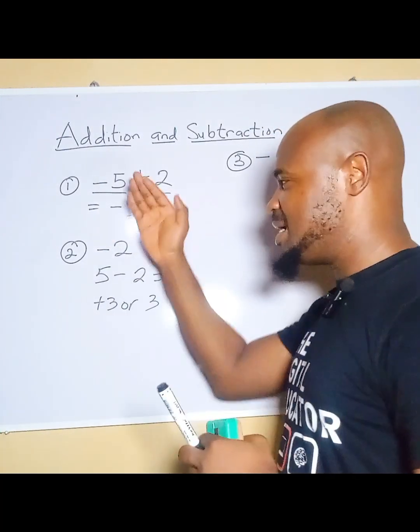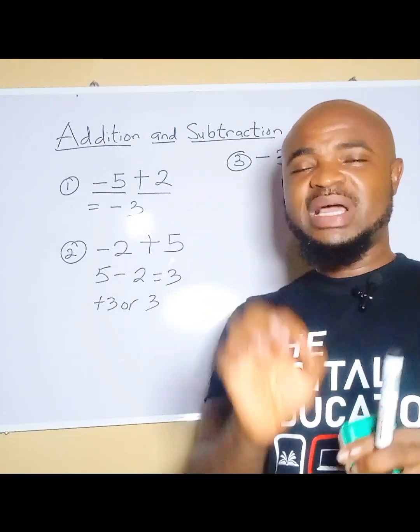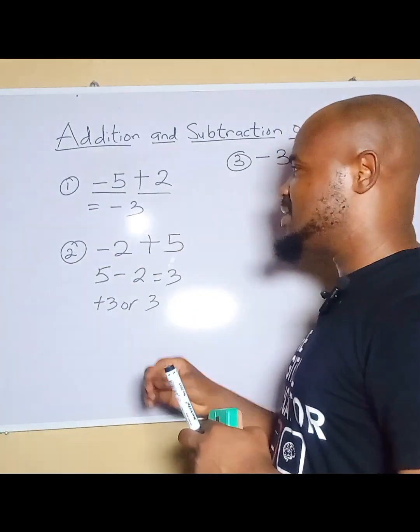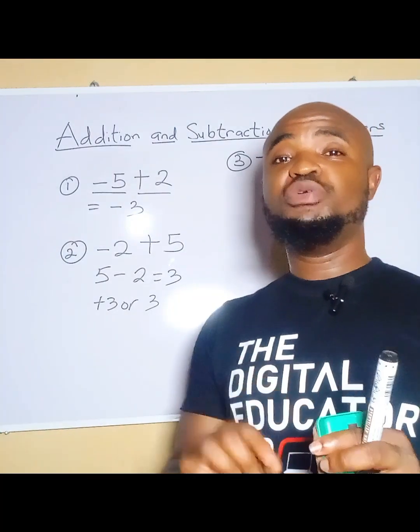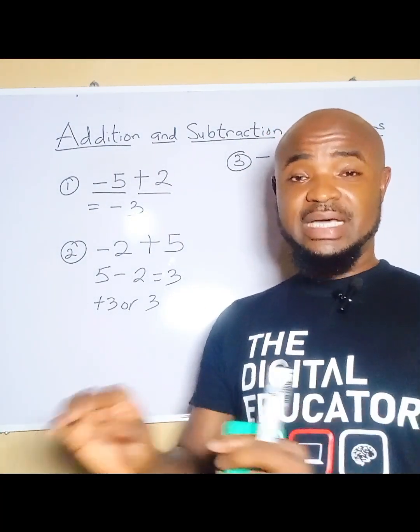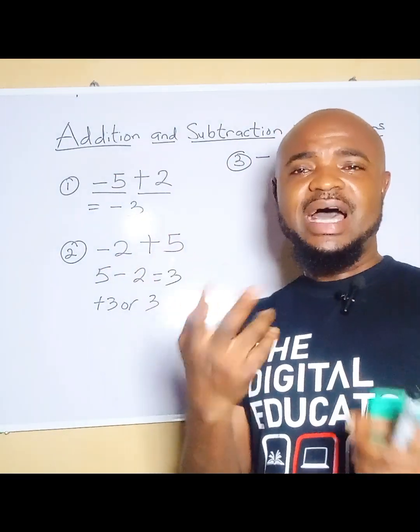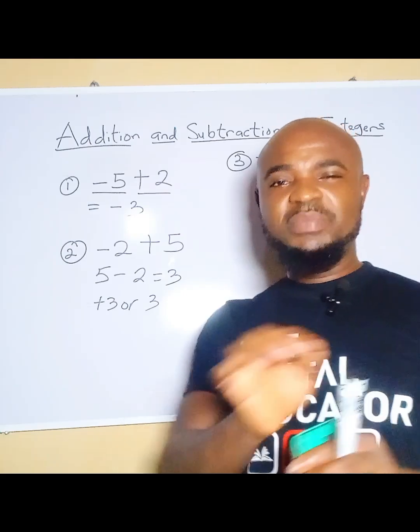So there's one thing I want you to note. Let's compare the two answers. Let's compare question number 1 and question number 2. Take note of this trick I'm about to give to you now. The trick is, anytime the amount of money you borrowed is bigger than what you have, your answer will be what? Negative. I borrowed 5 naira and I have 2 naira to pay back. I'm still owing. So that's why my answer will be negative.